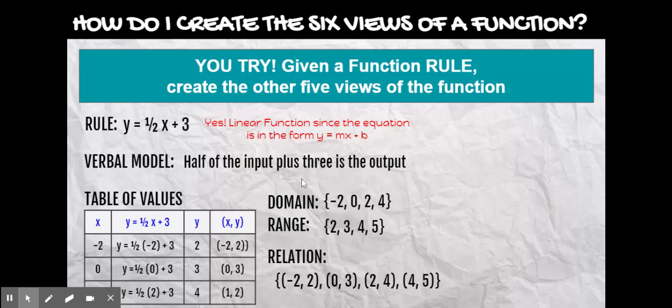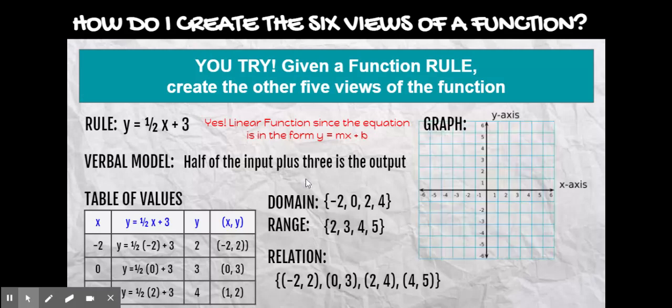Which I'm not going to ask you to do that until you get into class. We'll have some graph paper, but here's our graph. And we have to graph that: negative 2, 2, 0, 3, 2, 4, and 4, 5. And our last, connect that with our line. Isn't that cool? Linear equations produce lines on coordinate planes.